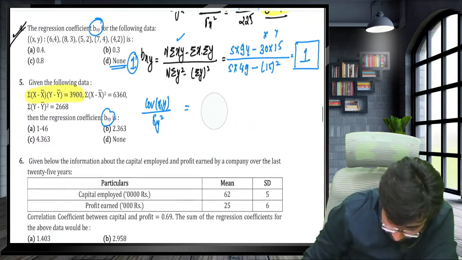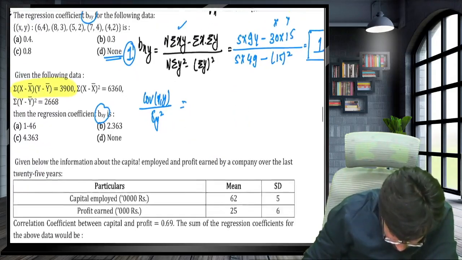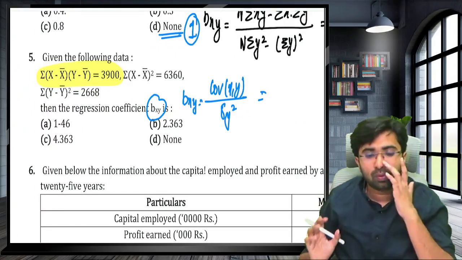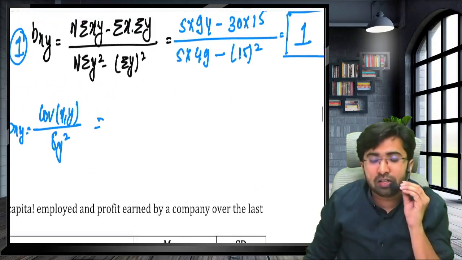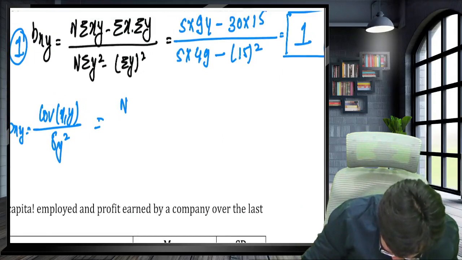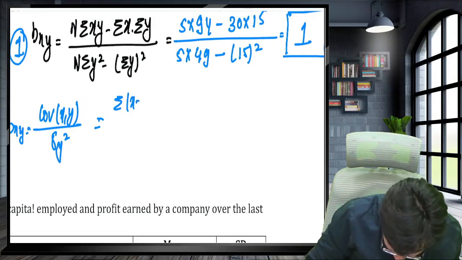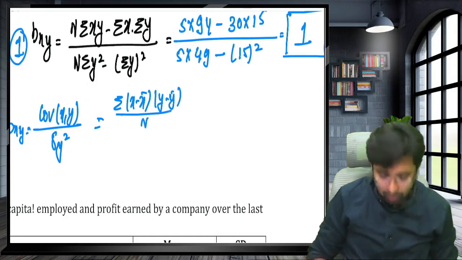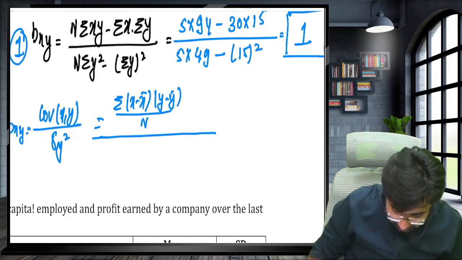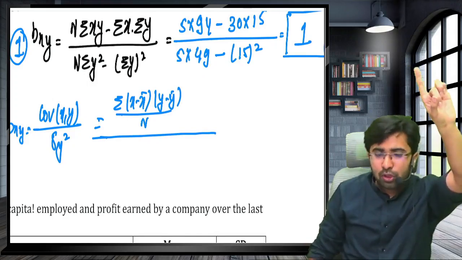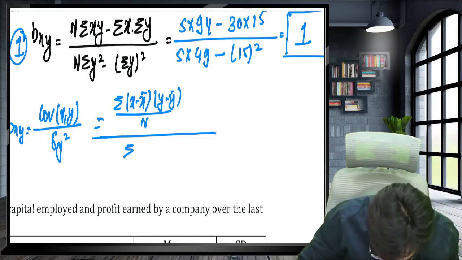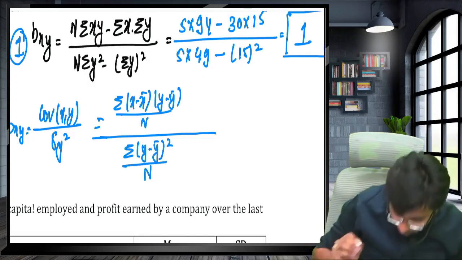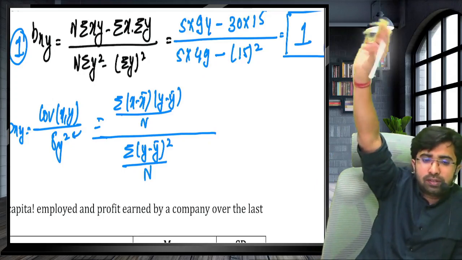Don't panic about the n. Do you agree with me that the formula for b x on y is correct? This is the formula. Say yes or no. Guys, now expand covariance. What will be the expansion of covariance? Summation of x minus x bar into y minus y bar divided by n. Say yes or no. Whole divided by, what is standard deviation of y whole square? Due to square, under root will be removed. It will be summation of y minus y bar whole square divided by n. Say yes or no, guys.